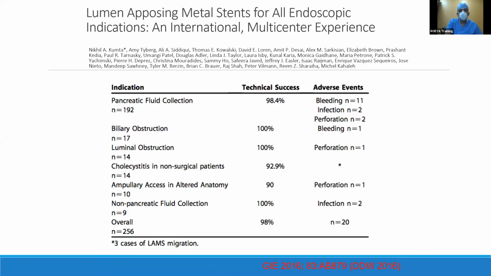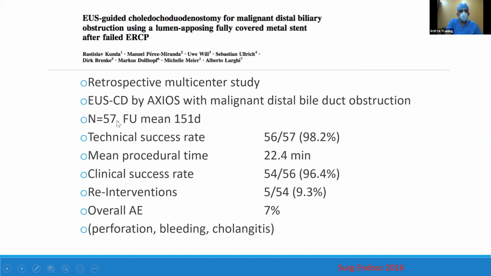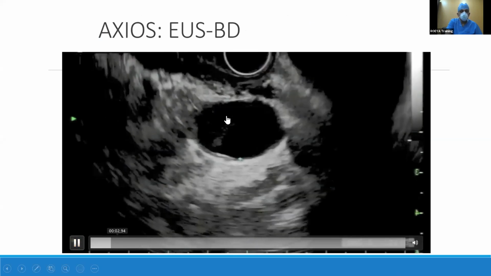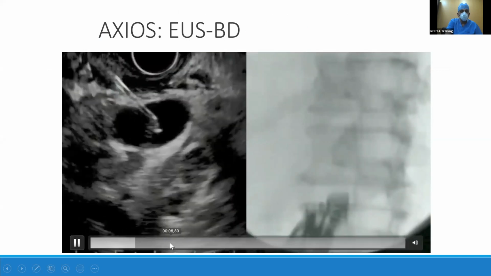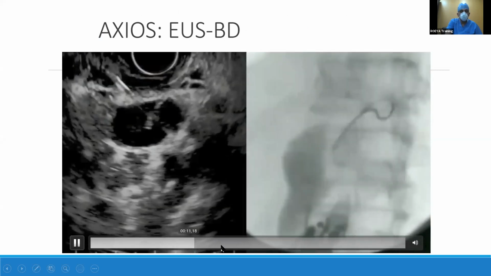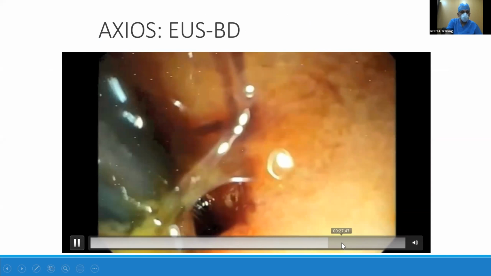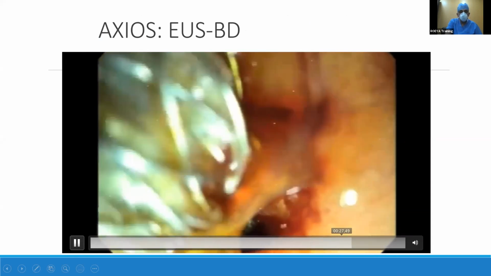Then there is also the new stent, the luminal apposition stent, which has been indicated for a lot of things. One of them is biliary obstruction, and this is a recent study published in Gut 2 years ago about using the Axios, doing this drainage of the bile duct into the duodenum. This is another video where you have the dilated bile duct from the duodenum, and then with a one-step technique, we puncture, we inject contrast to be sure that we are in the duodenum, and then we release the Axios in the first part of the duodenum to palliatively treat this patient.